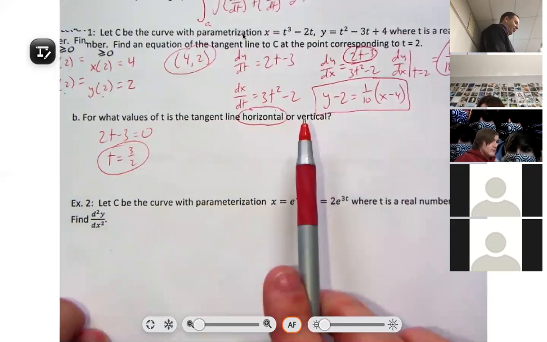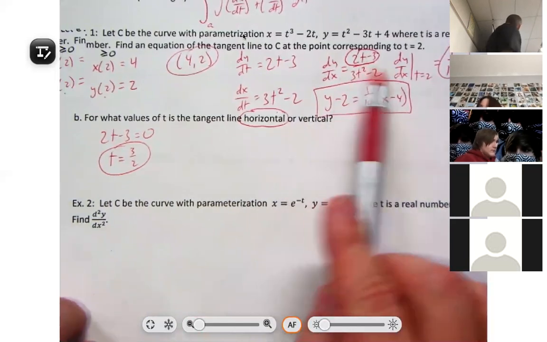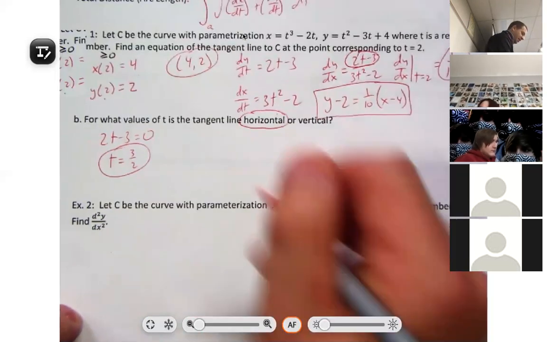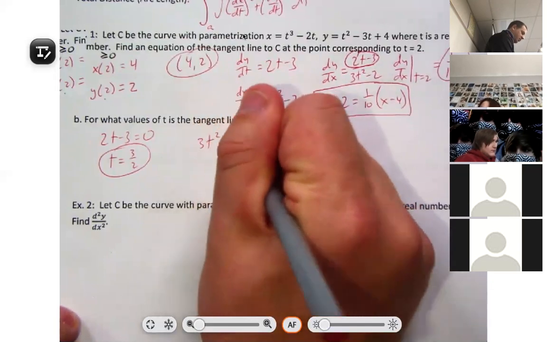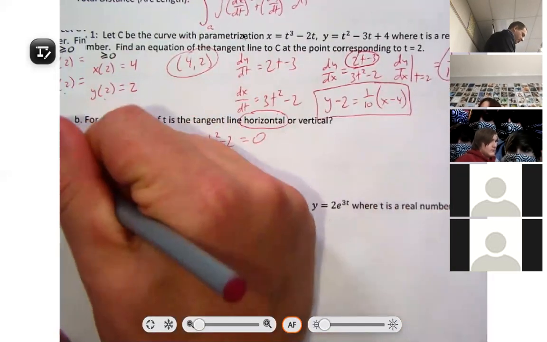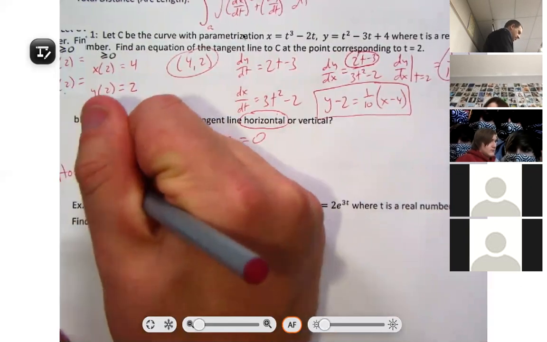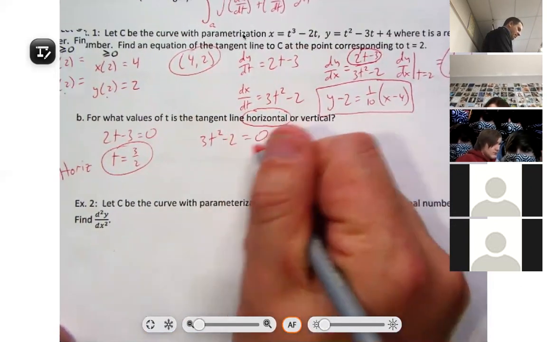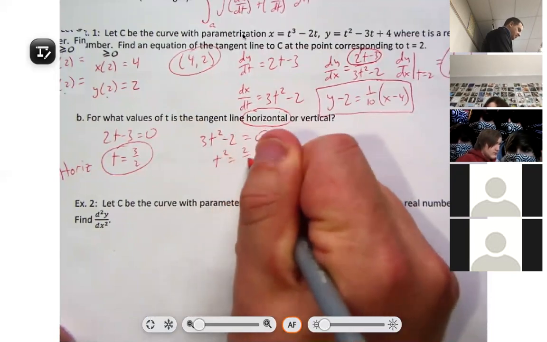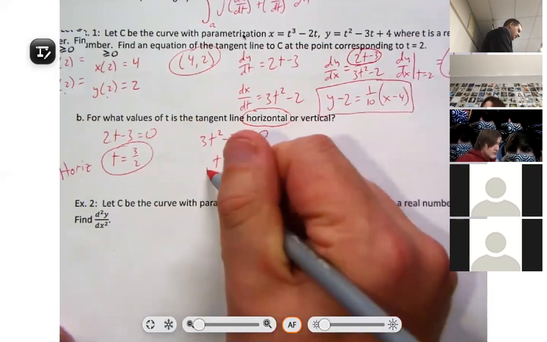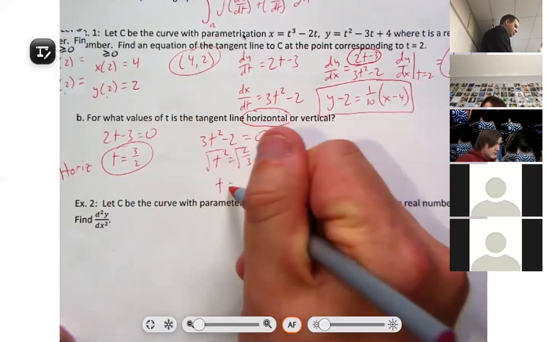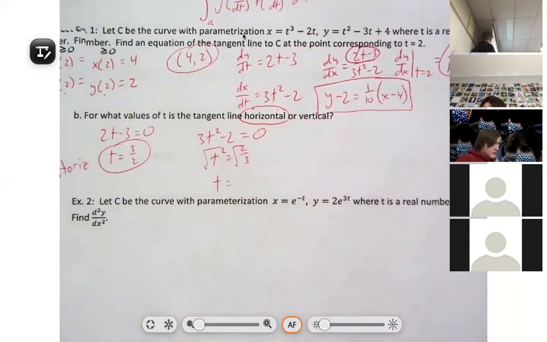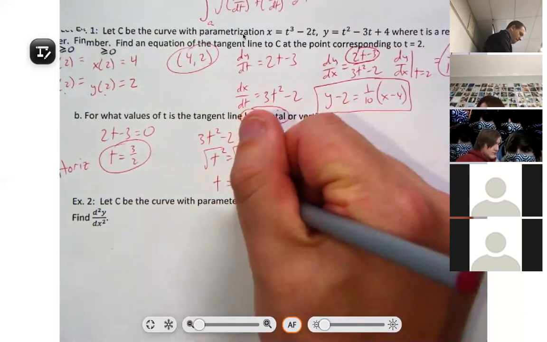All right, when it's vertical, we're setting our denominator equal to 0. So 3t squared minus 2 equals 0. Okay, I should have labeled that horizontal. Add 2, divide by 3. Technically, you'd have to put plus or minus because it's algebra, but t is greater than or equal to 0, so you can't have negative time. So you wouldn't include the minus part.